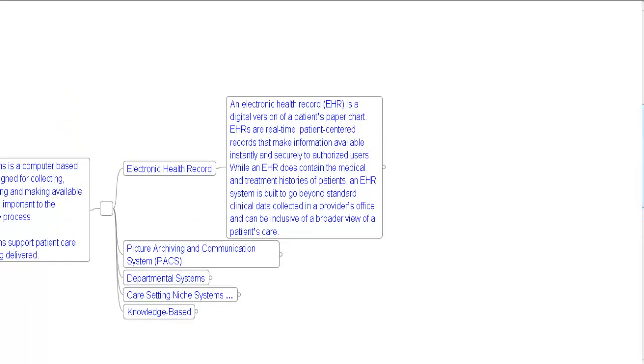An electronic health record is a digital version of a patient's paper chart. EHRs are real-time, patient-centered records that make information available instantly and securely to authorized users. While an EHR does contain the medical and treatment history of a patient, an EHR system is built to go beyond standard clinical data collection in a provider's office and can be inclusive of a broader view of a patient's care.